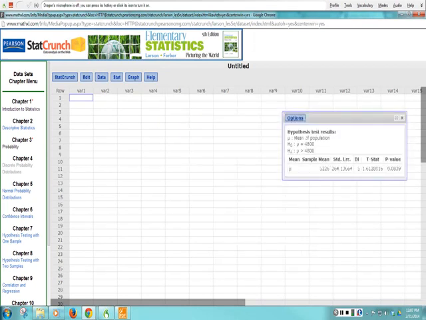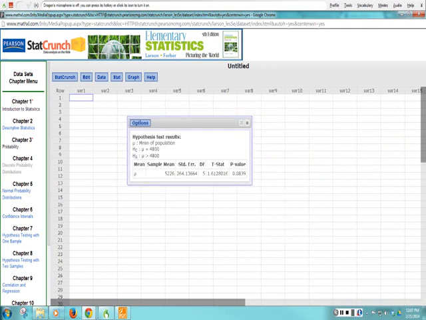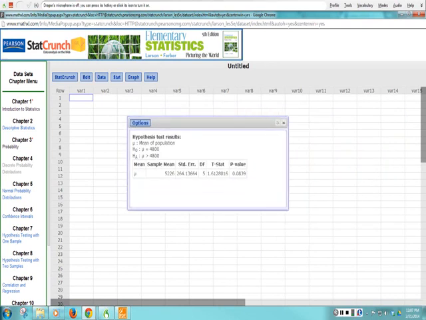Once we left-click that, we are given this resulting window telling us that the sample mean is $5,226 with a standard error. Degrees of freedom is 5. Our t-stat is 1.6128016, and the p-value is 0.0839. You will then enter that into MyStatLab and answer the question.